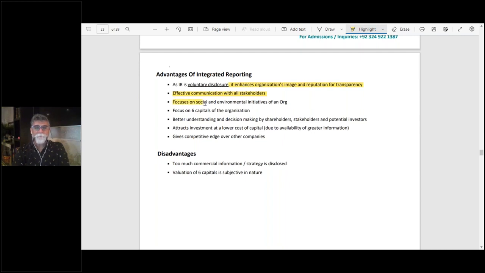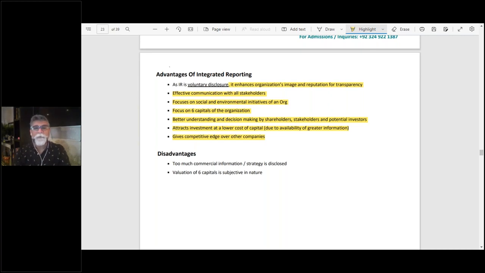And then it focuses on social and environmental activities of an organization. It talks about the six capitals. It gives better understanding and decision making by shareholders, stakeholders, and potential investors. It attracts investment at a lower cost of capital due to availability of greater information, and in the long run it will give a competitive edge over other companies. It will build your brand and image, right? If you are a socially and environmentally responsible company, slowly and gradually in the long run you will become famous. You remember we discussed the advantages of being a responsible company yesterday? Same thing.